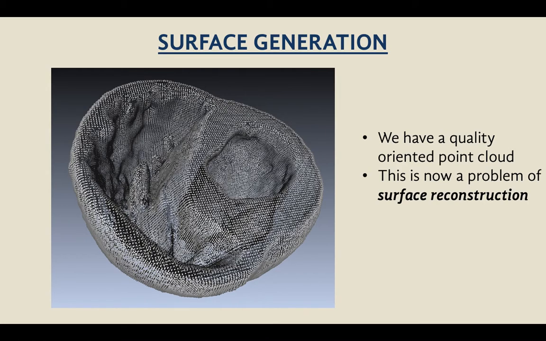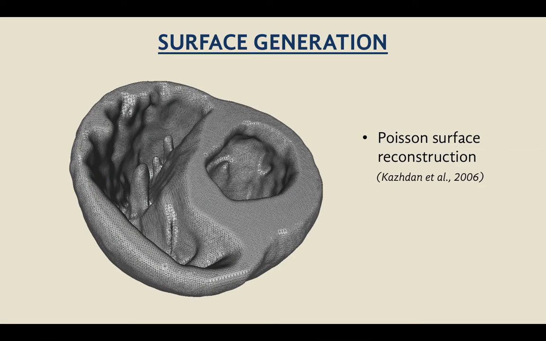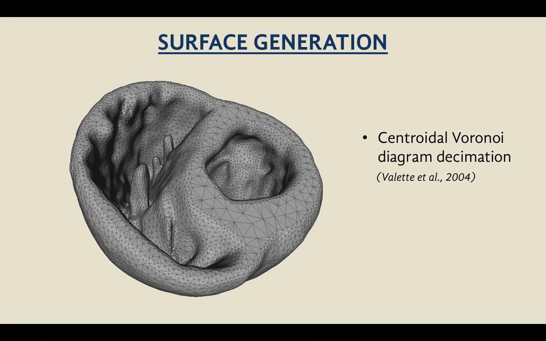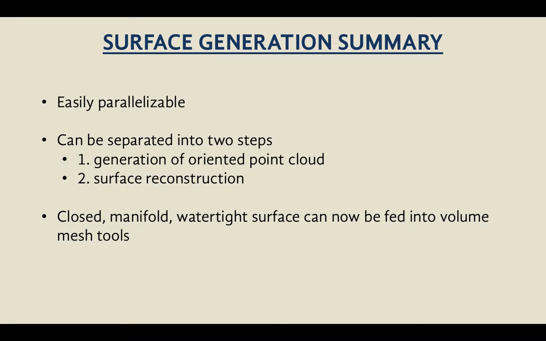So we use Poisson surface reconstruction to produce a smooth, valid, watertight boundary. Although it is too fine on the surface, it's on pixel resolution. And so we do an additional step known as decimation or surface coarsening using centroidal Voronoi diagrams. So at this point we have a surface mesh that can be used moving forward.